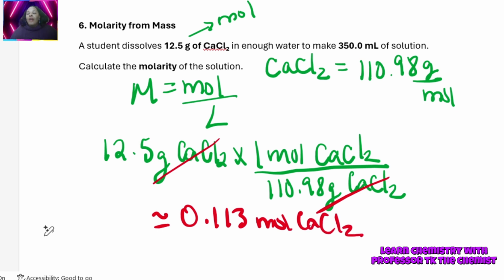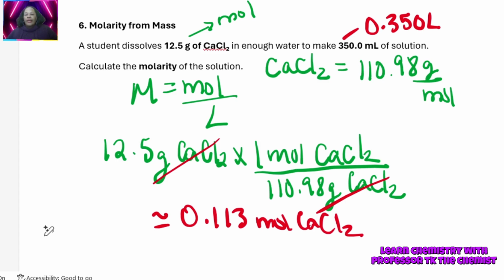Now, you also have to make sure that your volume is in liters. This is equal to 0.350 liters. The 350 that they gave us, you just divide by 1,000, or just know to move the decimal back. Now I'm going to take those two red numbers and divide those two out.